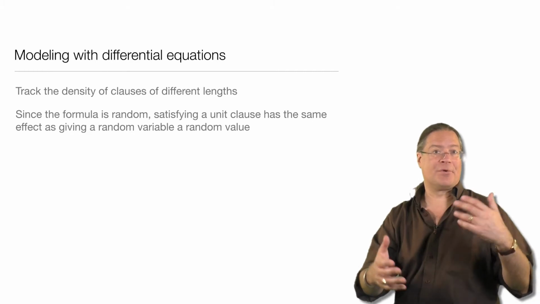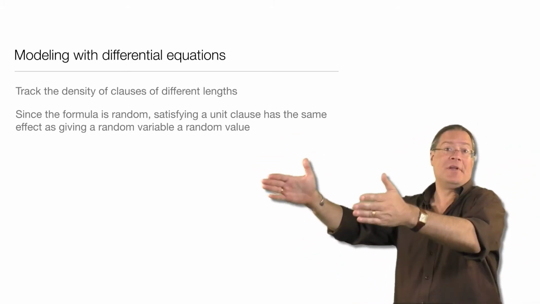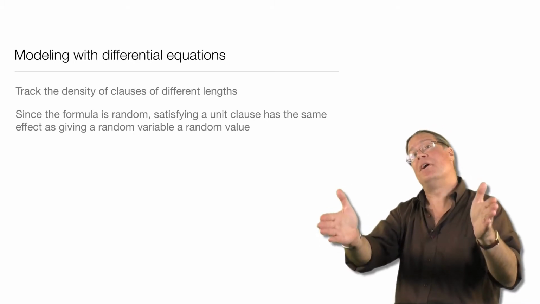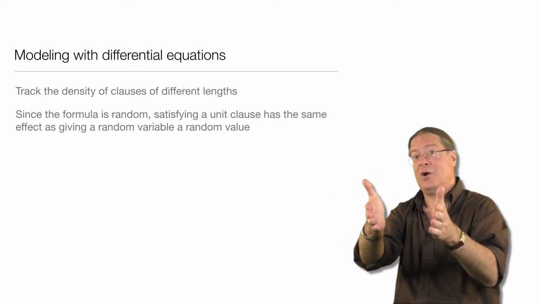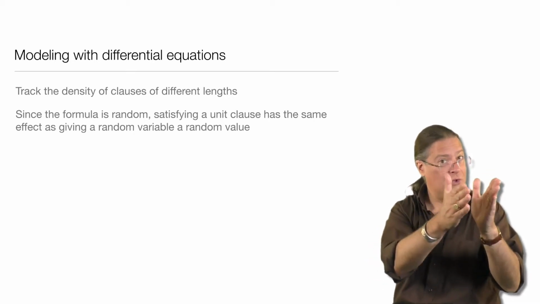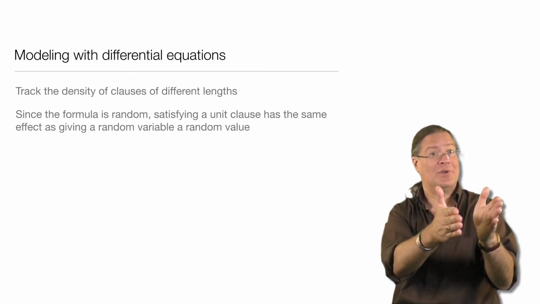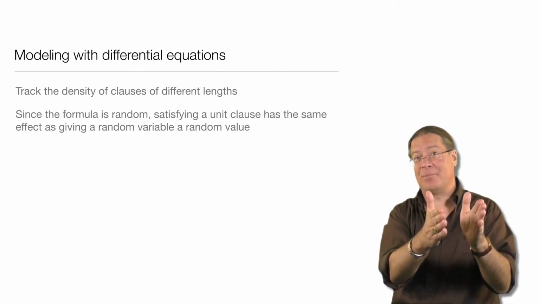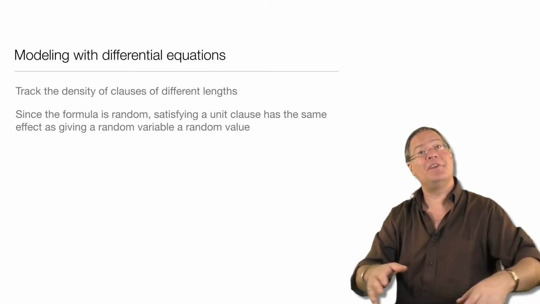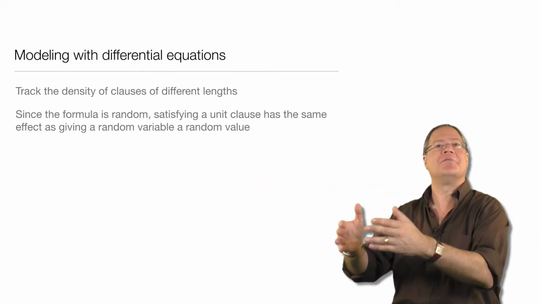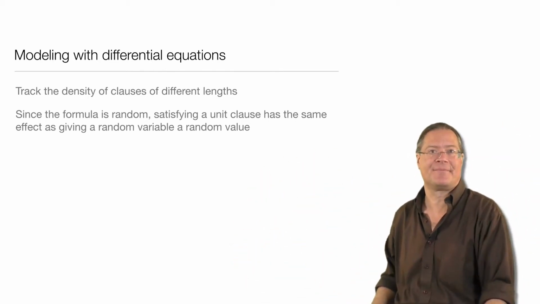So as the algorithm proceeds, there might be some 3-variable clauses that haven't really been touched yet. There'll be a bunch of 2-variable clauses which have gotten shorter. And then there might be some unit clauses, some 1-variable clauses that are loudly demanding a particular variable gets set a particular way. So we're going to use differential equations to track the population of clauses of different sizes.